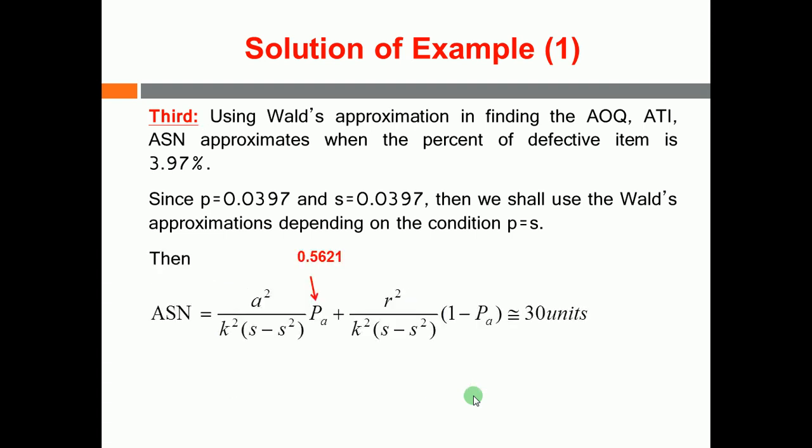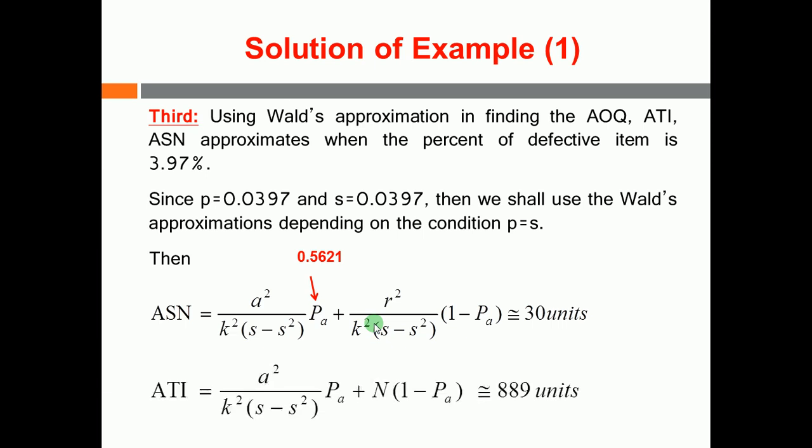Then we have to calculate the ASN, and the formula of the ASN depends on the expectation of Z_i squared and the Z_m squared. This is the formula. Substituting the probability of acceptance we have just calculated, we get approximately 30 units. This means that on average we would sample 30 units from these lots. Take into consideration that the calculation of the ASN may provide you a number with decimals, so we usually approximate to a higher value.